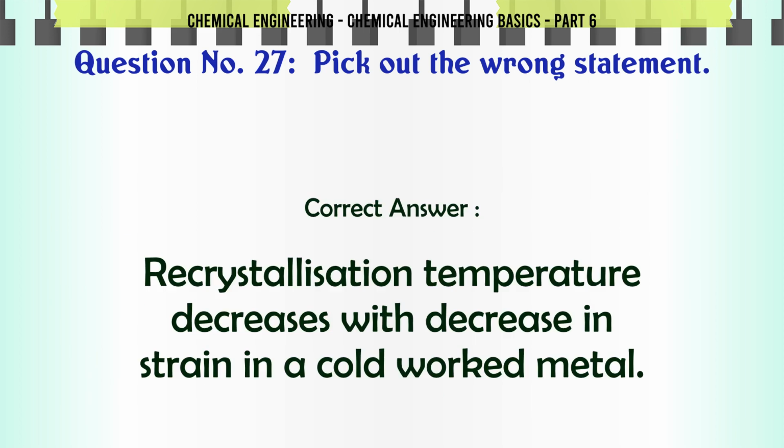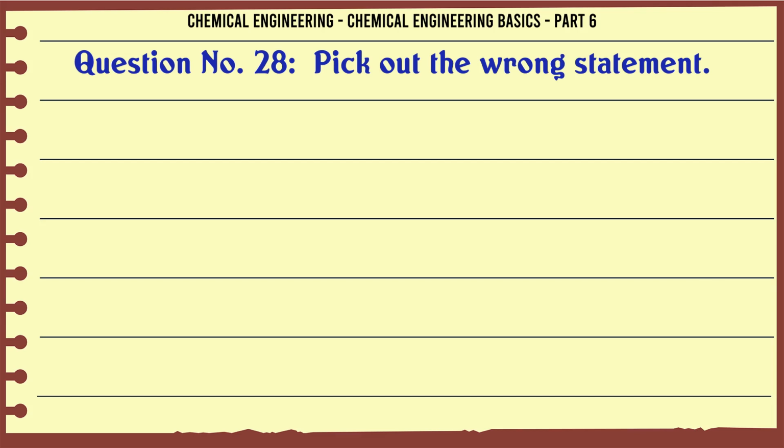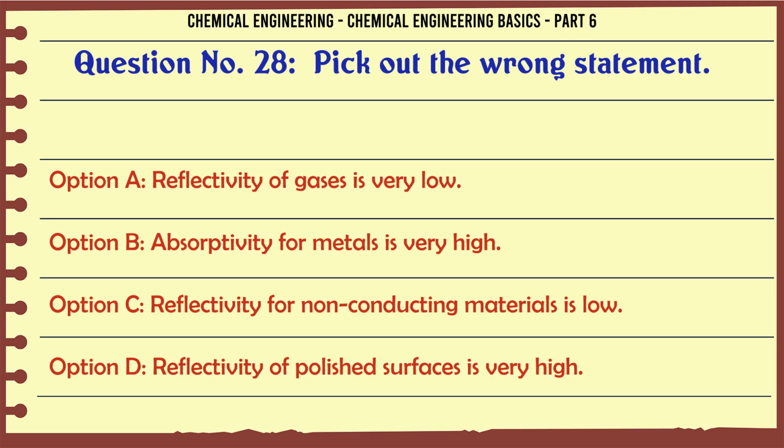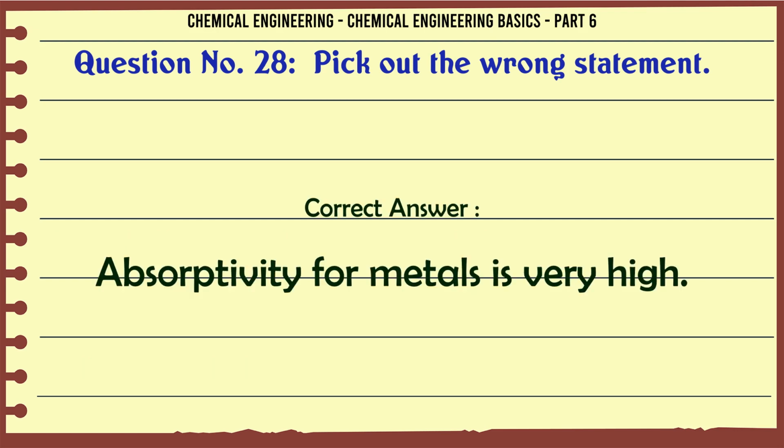The correct answer is recrystallization temperature decreases with decrease in strain in a cold worked metal. Pick out the wrong statement. A. Reflectivity of gases is very low. B. Absorptivity for metals is very high. C. Reflectivity for non-conducting materials is low. D. Reflectivity of polished surfaces is very high. The correct answer is absorptivity for metals is very high.